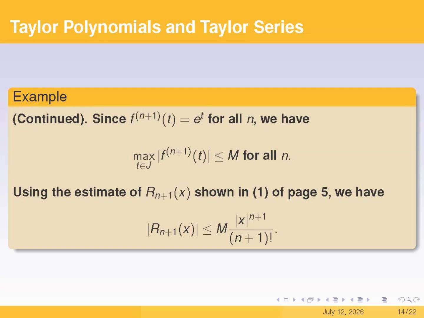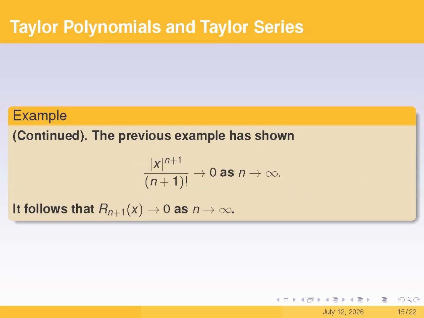Since any higher order derivative of the exponential function e to the x stays exactly the same, the inequality in the second line makes perfect sense. This M is the exact same one we just talked about on the last slide. If we apply formula 1 from page 5 that we saw earlier, we get the upper bound estimate for the Taylor remainder, which is shown right here on the very last line.